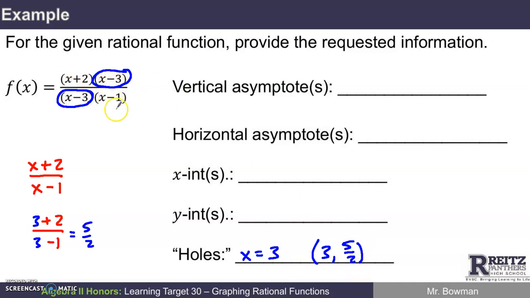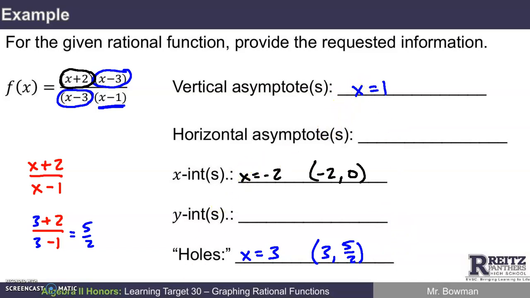Now, for the factors that didn't pair up, the numerator's factor tells me where the x-intercepts are. X is negative 2. Negative 2 is the x value that makes that factor 0. So the x-intercept is at negative 2, 0. The denominator, this factor here, x minus 1, if I set that equal to 0, gives me a vertical asymptote of x equals 1. I would sketch the vertical dotted support line at x equals 1 here.